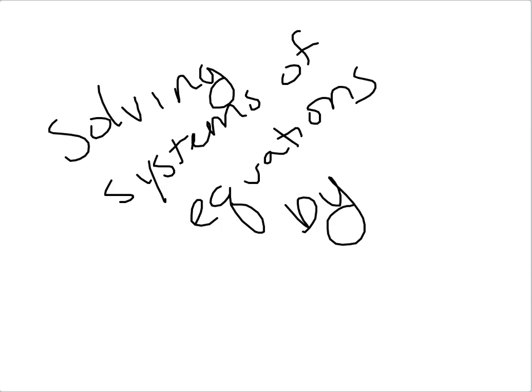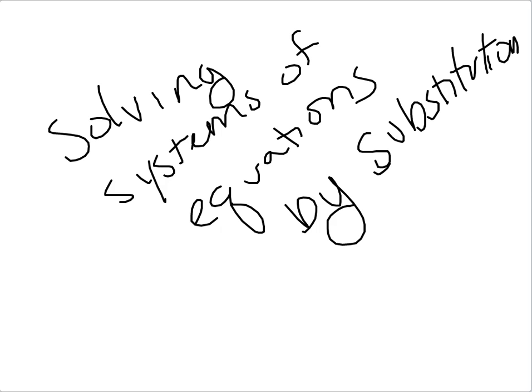So, we've been using graphing to solve a system of equations, but that's not always the easiest because you can't always tell where they overlap, and sometimes it's off the grid, and so we need to look at other options, and one of those options is by substitution. And so that's what we're going to look at today, solving by substitution.